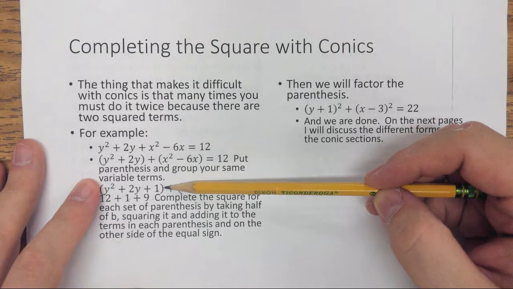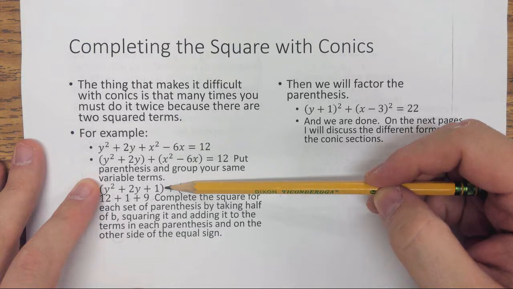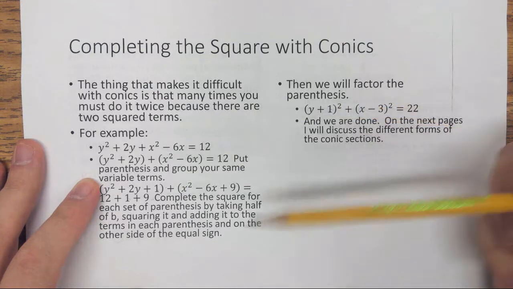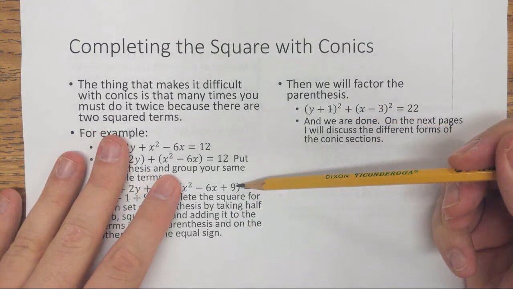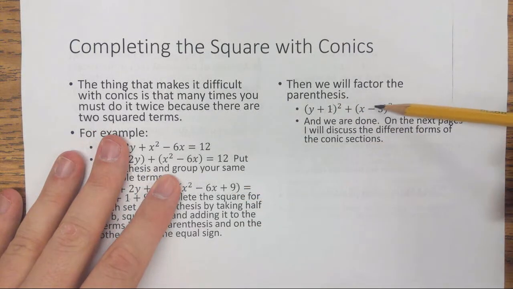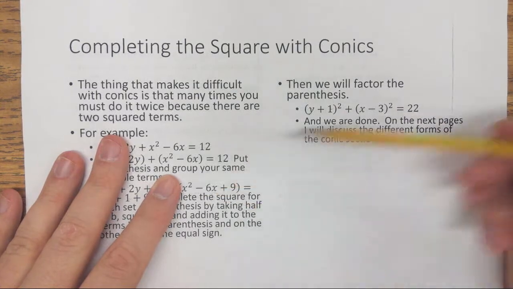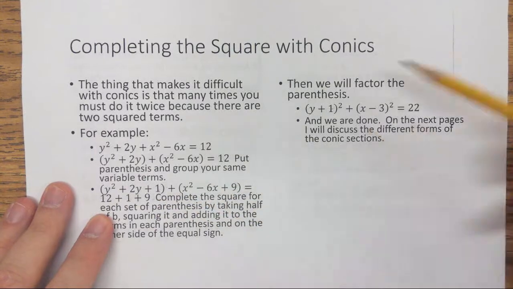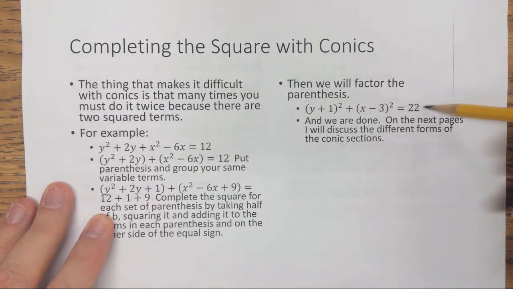So now that I've got that, I'm going to take my y's and factor them. This is just y plus 1 quantity squared. Take my x's, factor them, x minus 3, because I need to get the -6, quantity squared. And then 12 plus 1 plus 9, that's 10 plus 12, which is 22, and you're done.